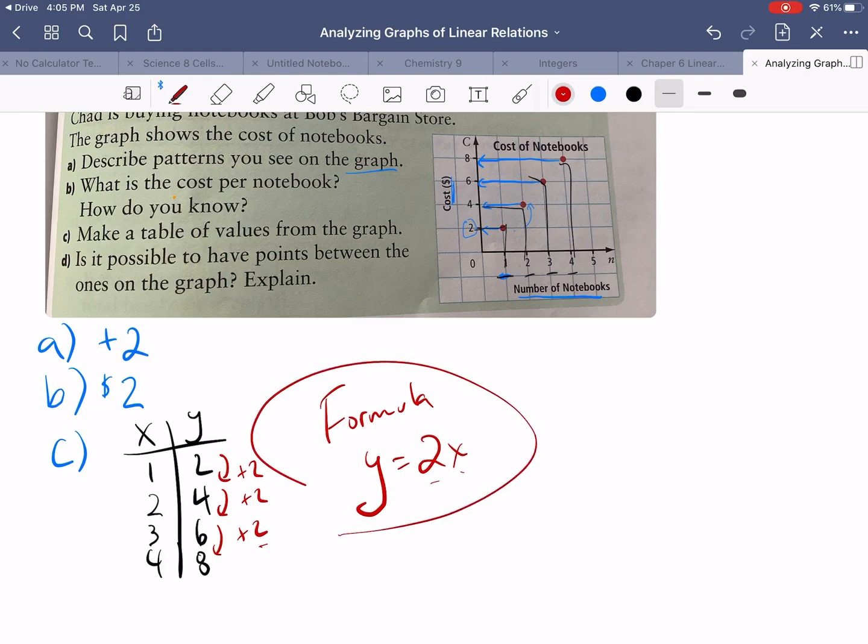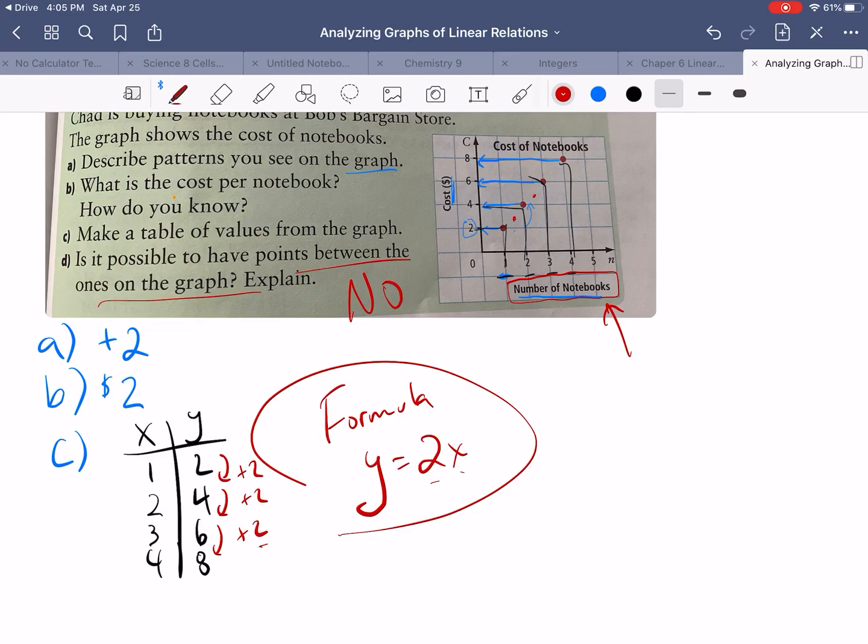So the last question, is it possible to have points between the ones on the graph? Yes or no? Well, here's the biggest question. Can you buy 1.5 of a notebook from a store? No. So the answer is no. You can't buy partial notebooks from the store. So we actually couldn't have a point in the middle.